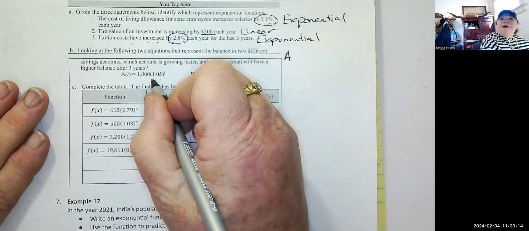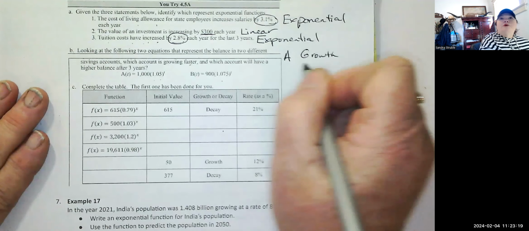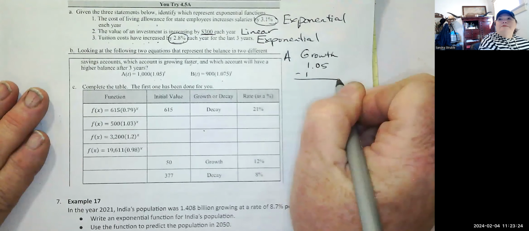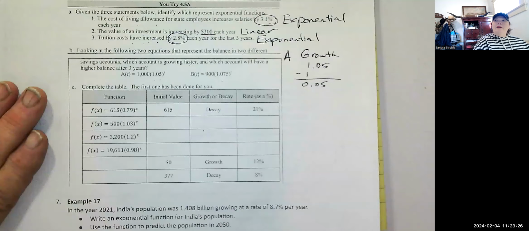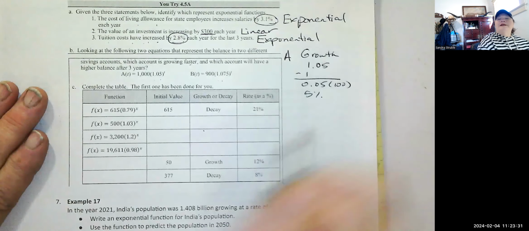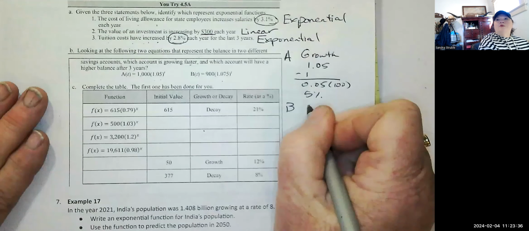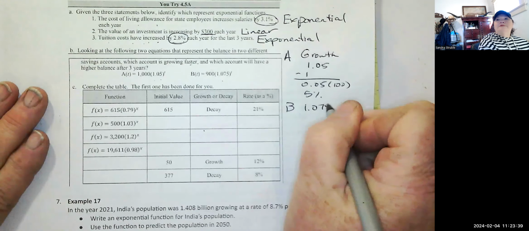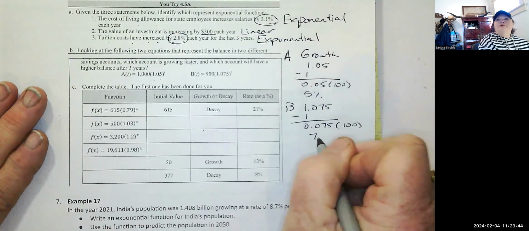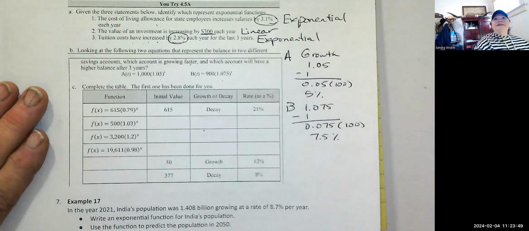Well, we know it's growth, and because it's growth, I'm going to write this down. Because we know it's growth, we're going to take the number that's inside the parenthesis and subtract 1 from it. Once we get that, we change it to a percent by multiplying by 100, and we see that that's 5% growth. Right? Now I'm going to take B and do the same thing. 1.075 subtract 1 times 100 is 7.5%.